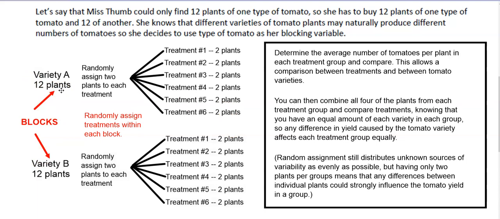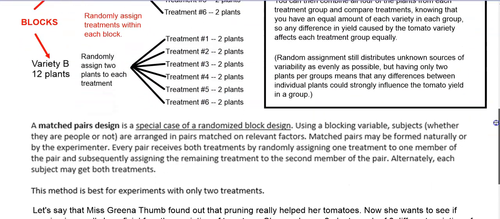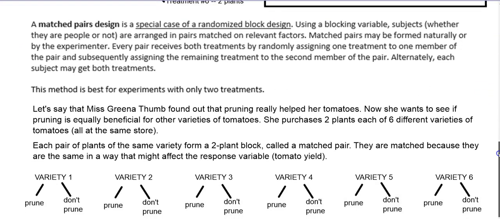each treatment group equally. Of course, the random assignment still distributes unknown sources of variability as evenly as possible within the groups, but having only 2 plants per group means that any differences between individual plants could strongly influence the tomato yield in a group. So replication is a bit of a problem in this particular scenario. Now there's one other type of blocking that's kind of a specialty type of blocking. It's a special case of randomized block design.